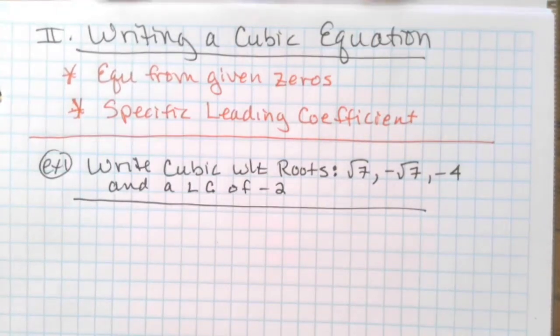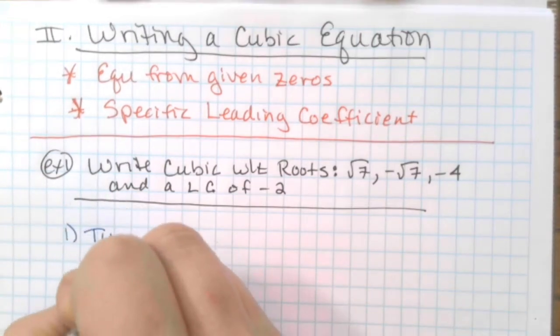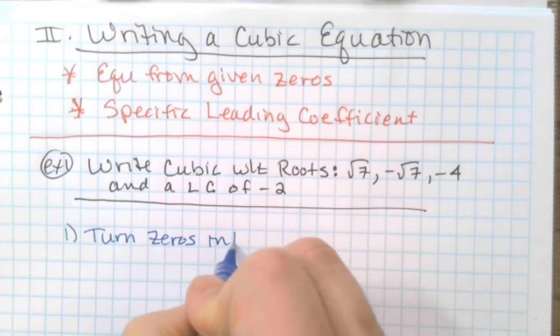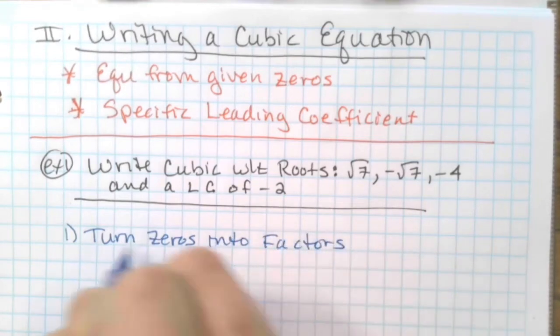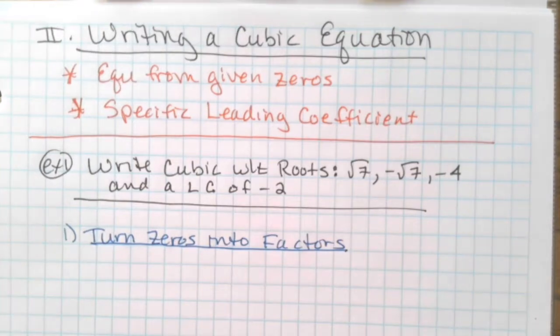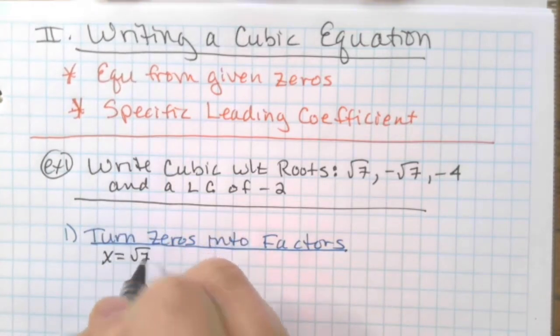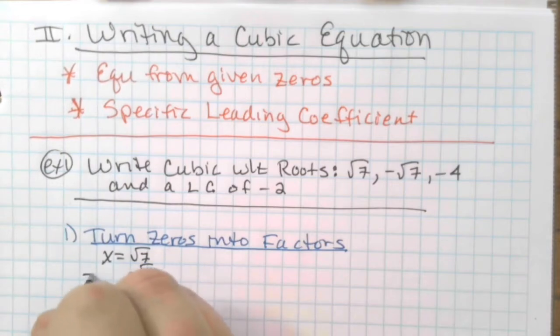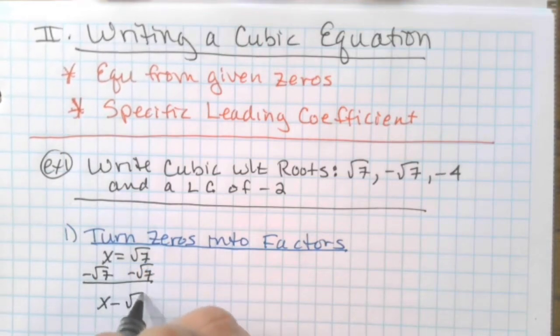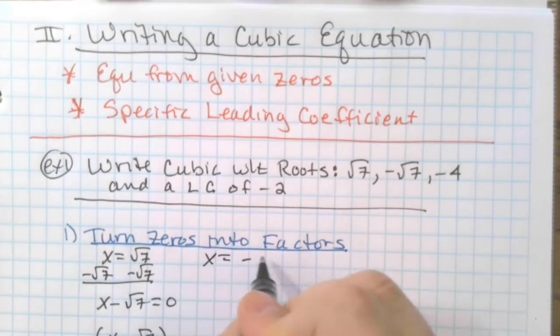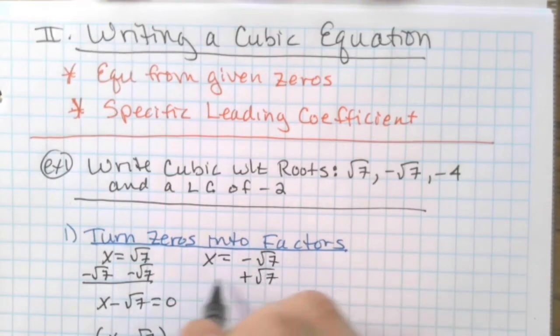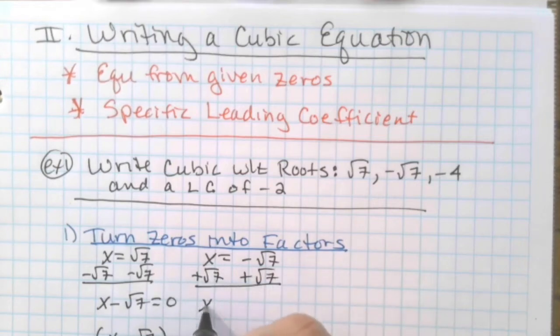Okay, so your first step, number 1, is to turn the zeros into factors. So x equals radical 7. You're going to subtract radical 7 over to the left, and you get x minus radical 7 equals 0. So that's our factor, x minus radical 7. Okay, x equals negative radical 7. We're going to add radical 7 over to the left. So x plus radical 7 equals 0, which means our factor is x plus radical 7.